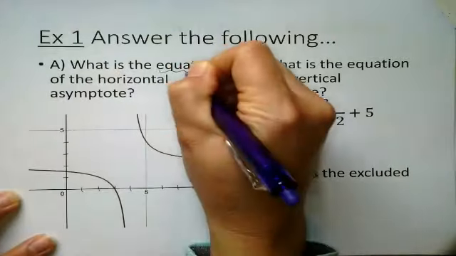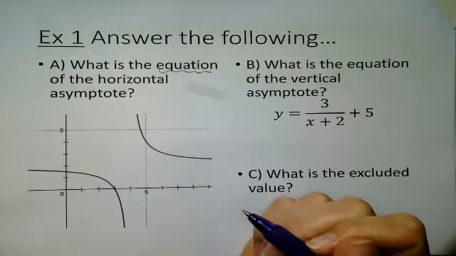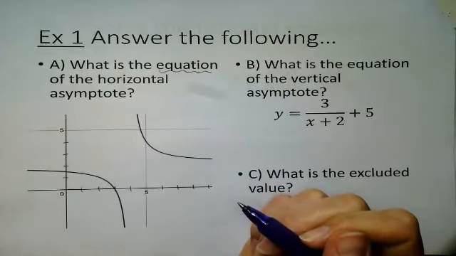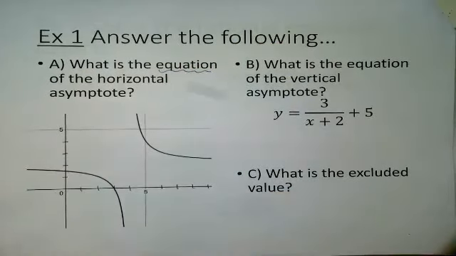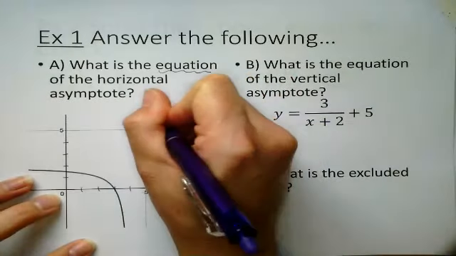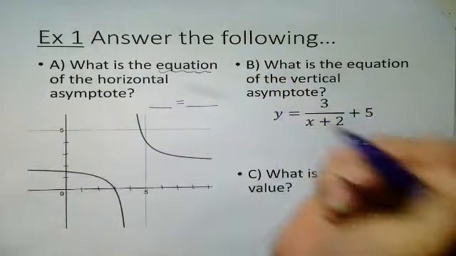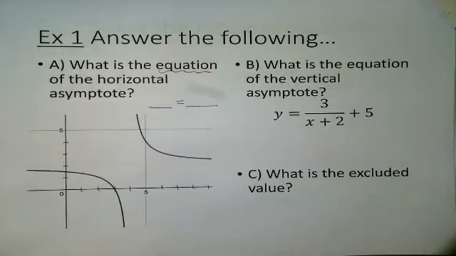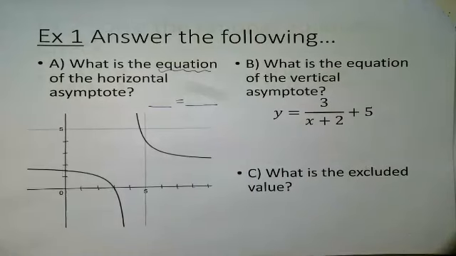So first of all, it's an equation. And that's really important to me. That means that you got to have an equation. And if you have an equation, you have to have something equals something. That is an equation. So make sure if it's asking for an equation, you give an equation. We want the horizontal asymptote.